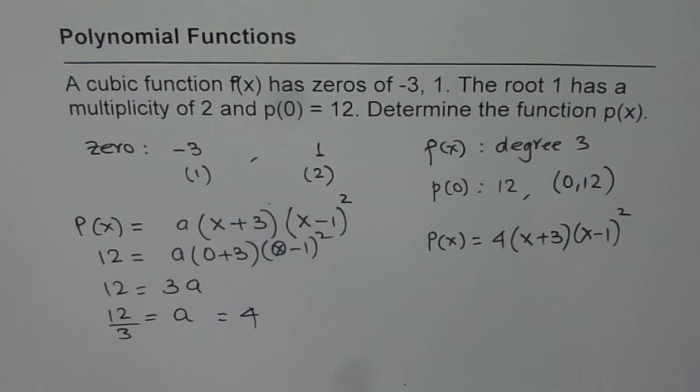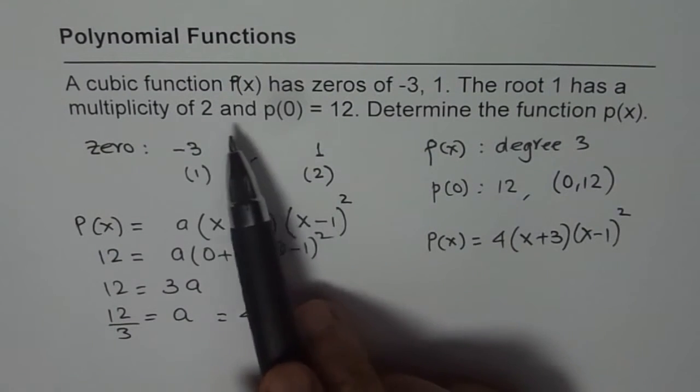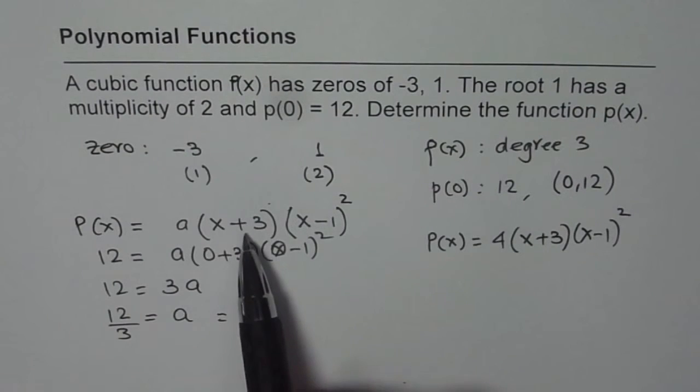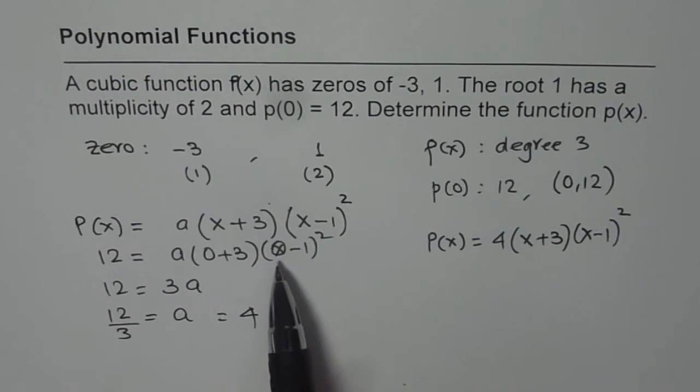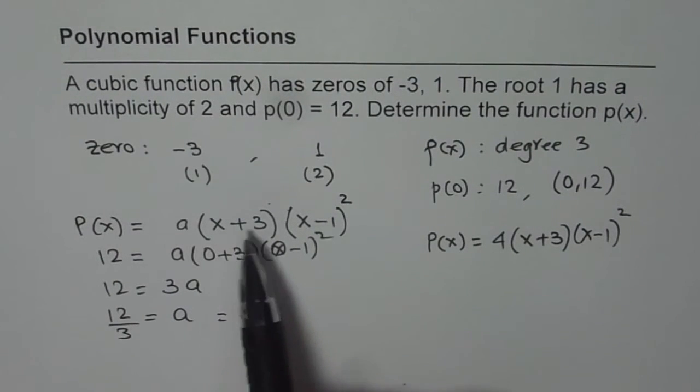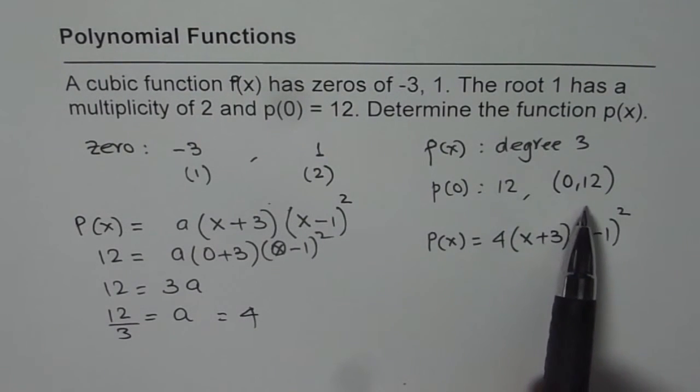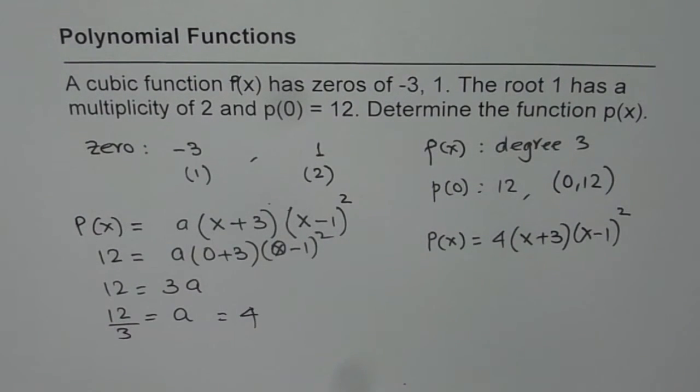So start with the function zeros. Take care of the multiplicities. That gives you the order of the polynomial, which is 3. So 2 plus 1 is 3. Find the value of a with the help of the y-intercept given to you. I hope that helps. Thank you.